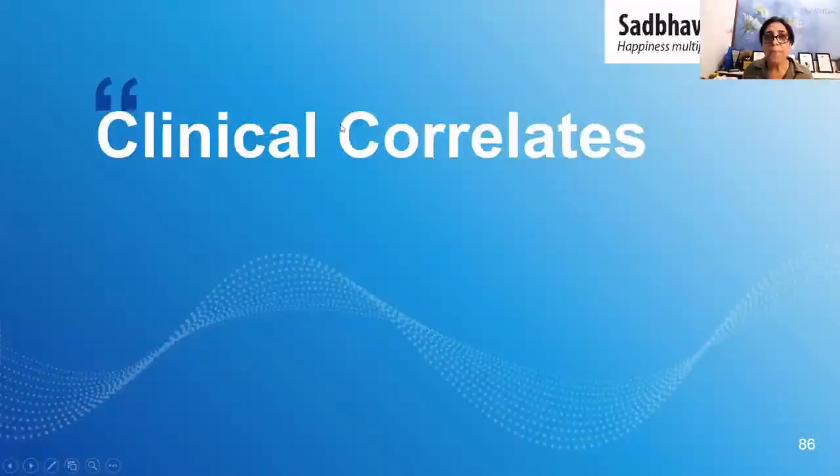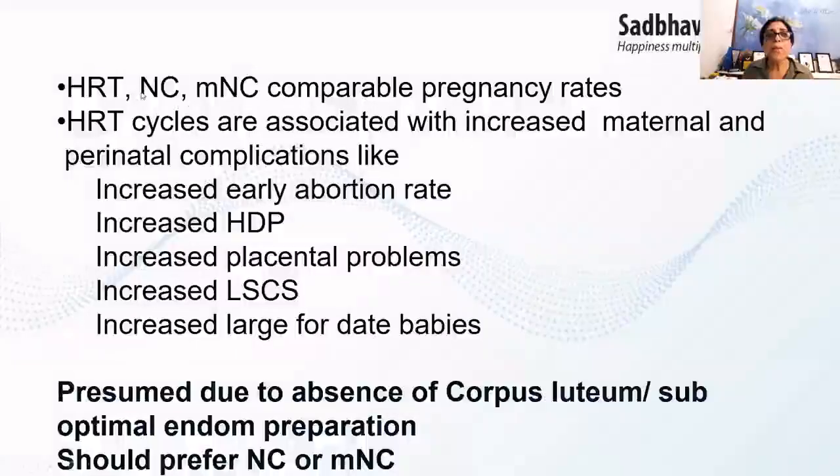So to sum up, what are our options? Whether you use an HRT cycle, natural cycle, or modified natural cycle, there are comparable pregnancy rates, but the problems are with the increased early abortion rates, increased hypertensive disorders of pregnancy, increased placental problems, increased LSCS, increased large for date babies. And this is presumed to be due to the absence of corpus luteum and the suboptimal endometrial preparation. So we should prefer a protocol where the corpus luteum is functioning.